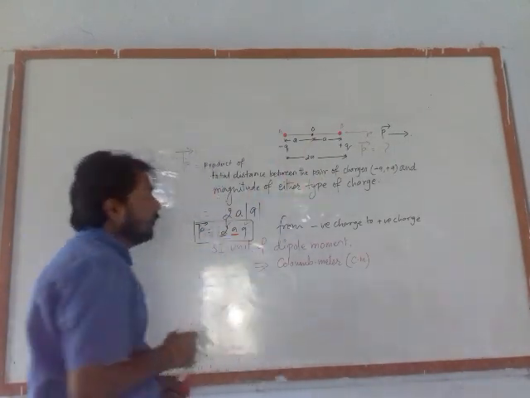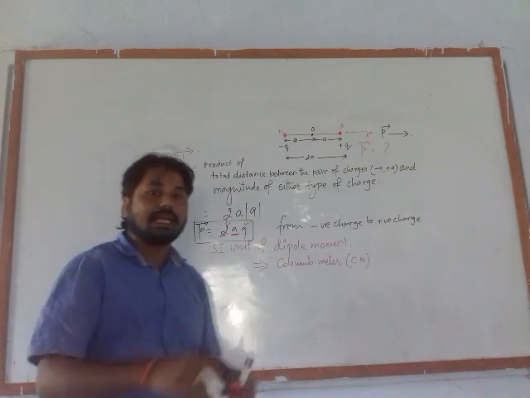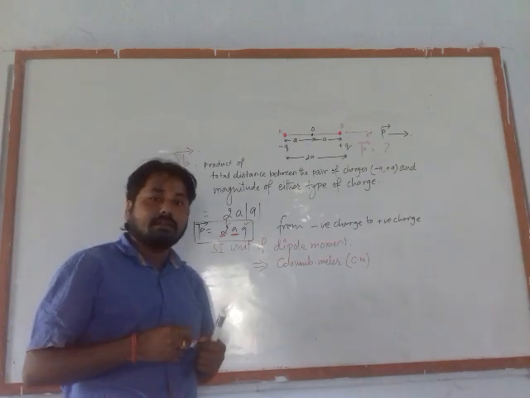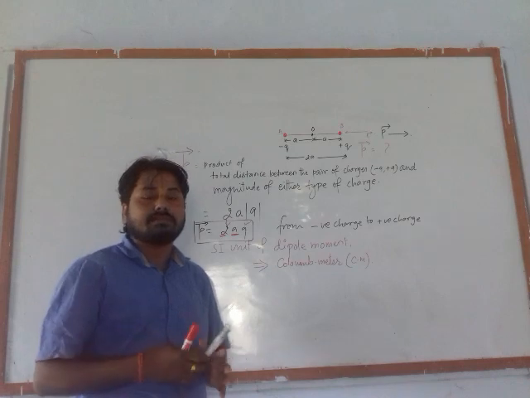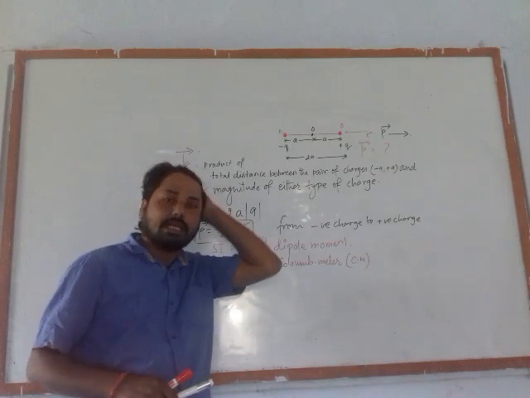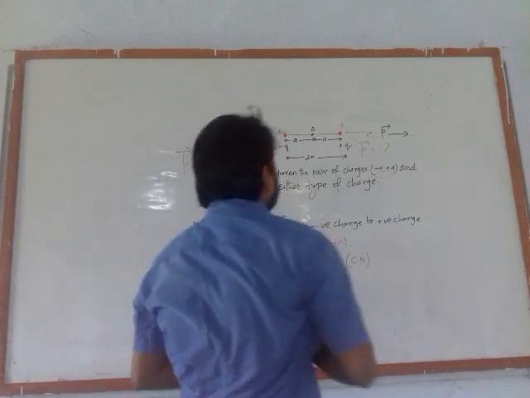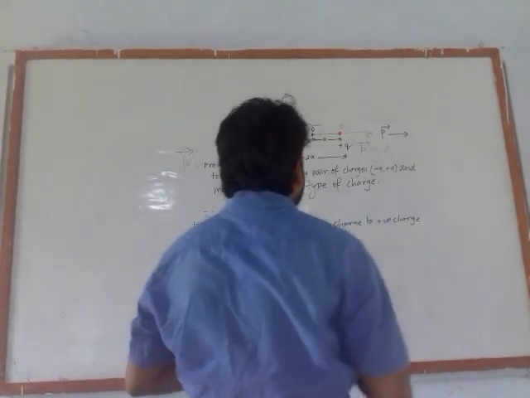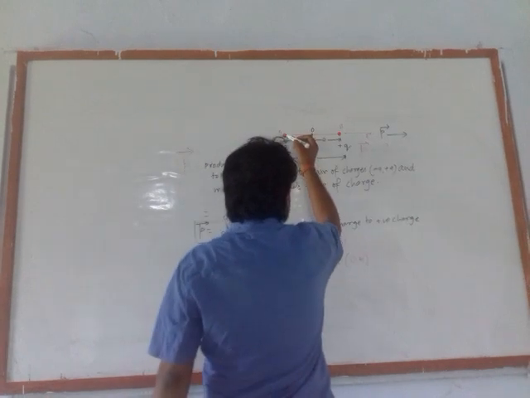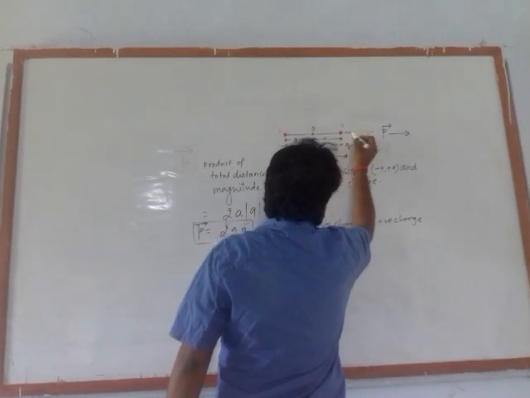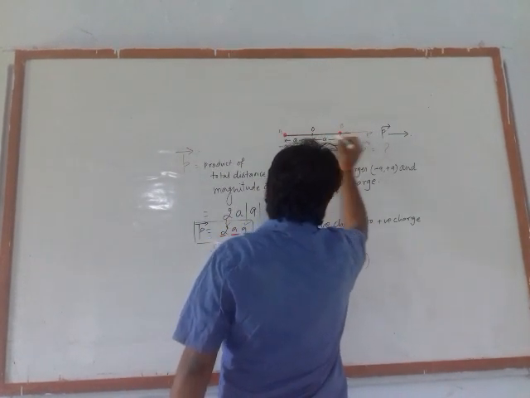Once we know the dipole moment and the electric dipole, we are able to find the electric field due to the dipole. Here we have two cases. I will discuss the two cases first, then we will go for the calculations. See here, this is the axis of the dipole.